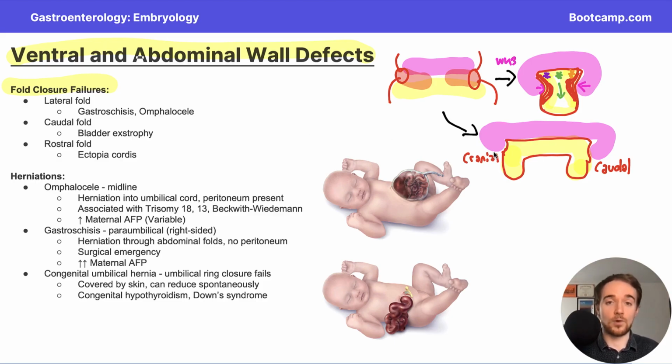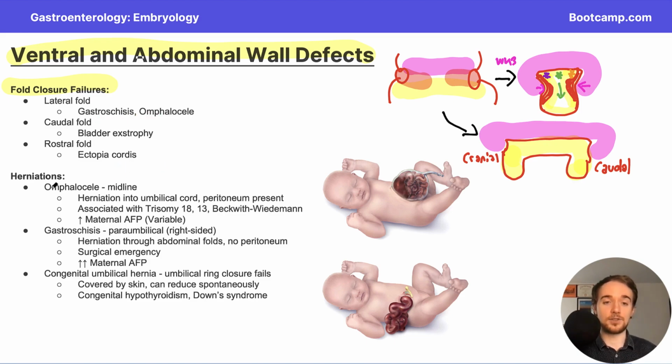We can also have a rostral fold closure, which is something that happens over towards our cranial side. This is going to be the area where the heart is being made, and a failure in the rostral fold closure will result in ectopia cordis, which is where the heart is outside of the body. Now, these two things aren't particularly related to the gastrointestinal section. However, I just wanted to point them out to you because gastroschisis and omphalocele are essentially the gastrointestinal versions of bladder exstrophy and ectopia cordis.